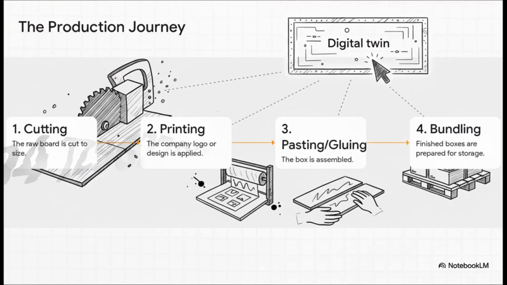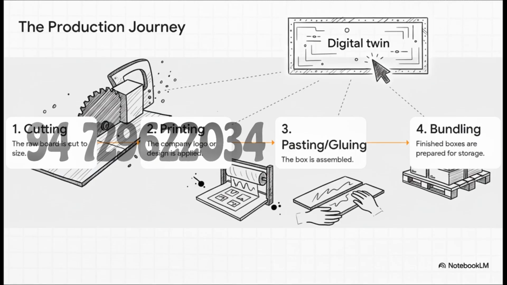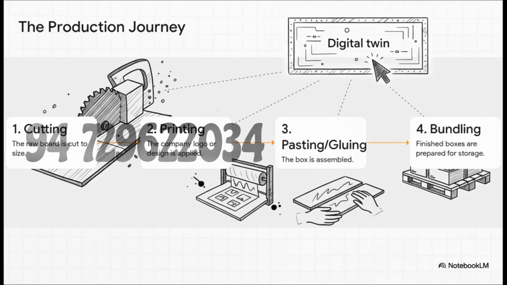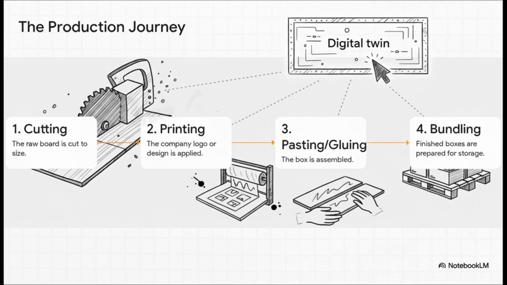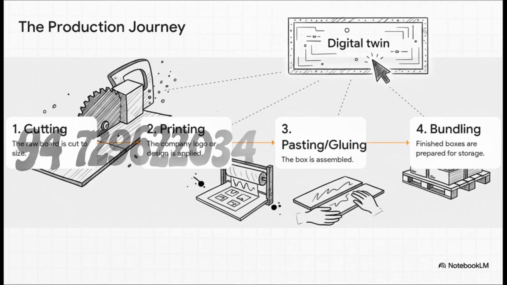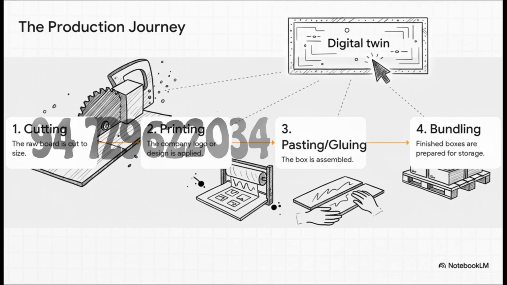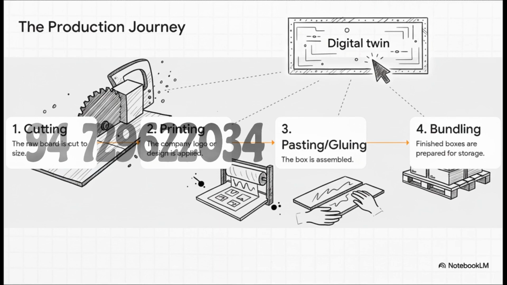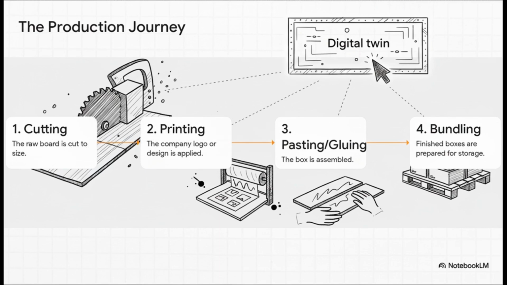So these are the actual physical steps happening out there on the factory floor. First, the big sheets of cardboard get cut. Then they go to printing for the logo. Then they get glued together, and finally they're bundled up. Our software's job is to create a digital twin of this process, so the production manager can just click a button to update the status at every single stage.